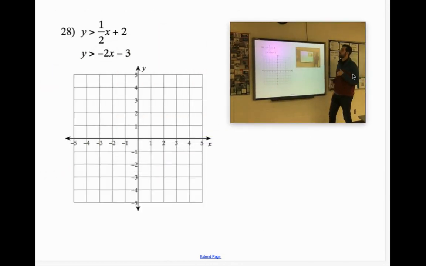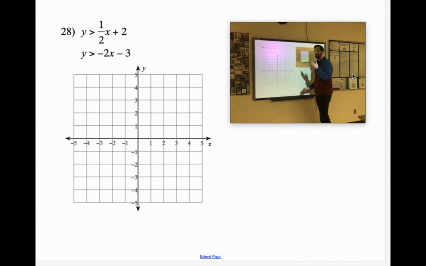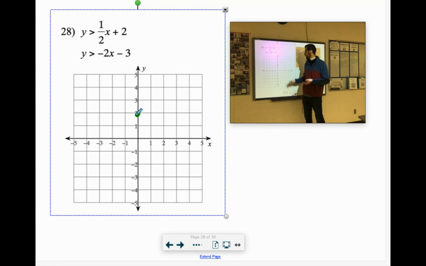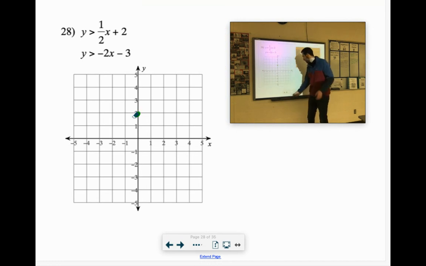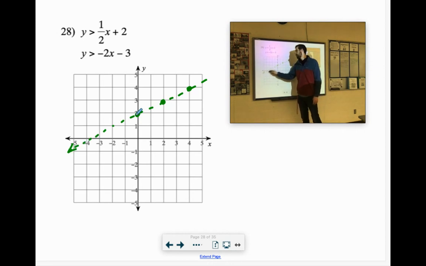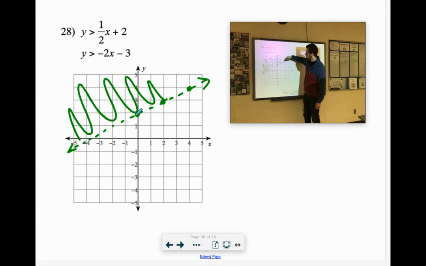Y is greater than 1/2 x plus 2. We start with the plus 2, and then our slope is 1/2, so we will go up 1 over 2. It's just greater than, so that's a dashed line. And it's greater than, so it's shaded above. That is all this.